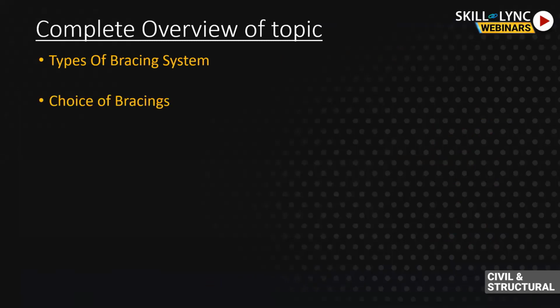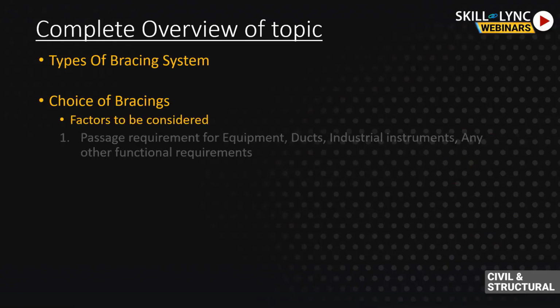What could be the choice? How to decide which type of bracing should be chosen in our structural system? Then there are some factors that should be considered while choosing the bracing. Let's go one by one. One is a passage requirement for equipment, ducts, industrial instruments, or any other functional requirements. If you need some space, then you have to keep the space open in the vertical direction.